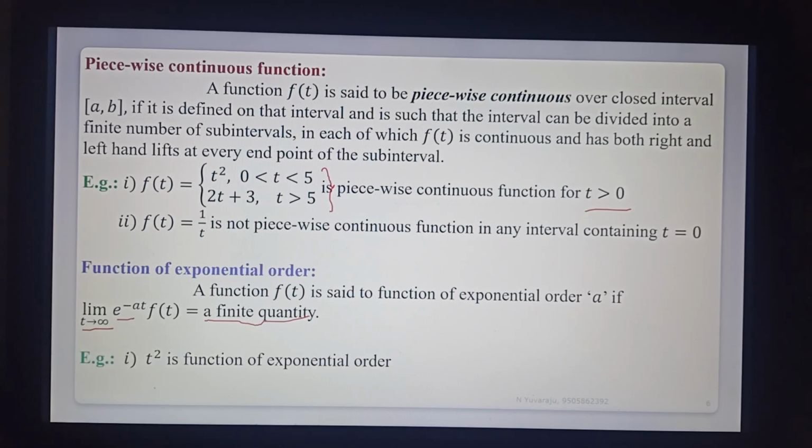See this example: t square is a function of exponential order, because the limit exists and is a finite quantity. But e power t square is not a function of exponential order, because the limit value is not finite. So that is called not of exponential order. This is the definition of piecewise continuous and function of exponential order. So next one.